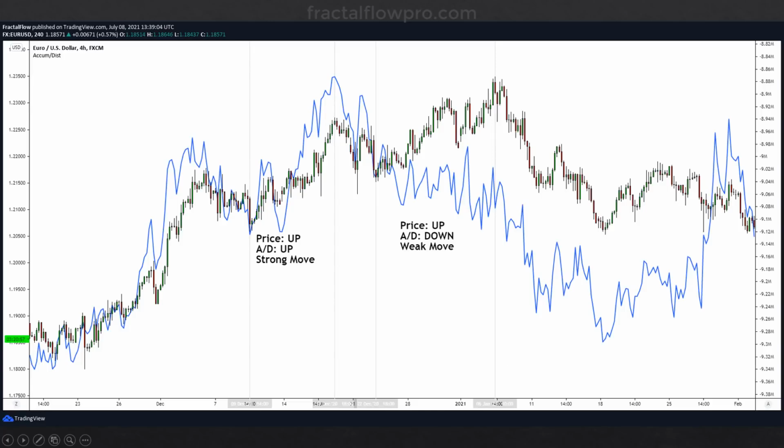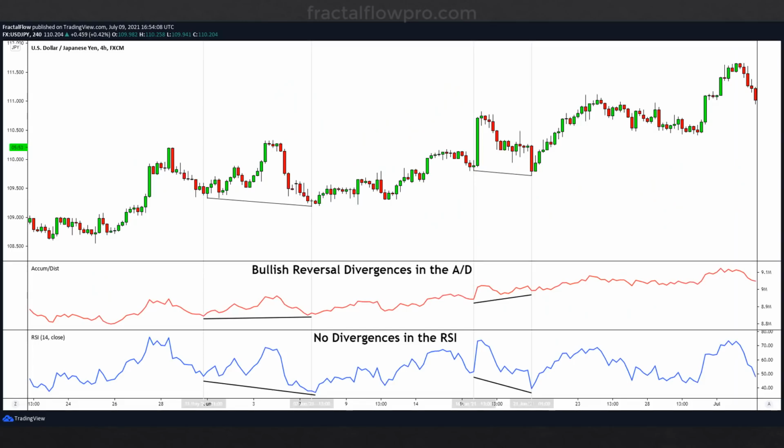Perhaps a more reliable way of using the accumulation distribution indicator is to compare highs and lows in price with highs and lows in the indicator, like we do in other oscillators such as the RSI and the money flow index. The divergence signal works exactly the same way as it does in the RSI and the money flow index. In this chart, we can see that the accumulation distribution indicator showed bullish reversal divergence signals that the RSI was not able to detect. It's a similar situation to the comparison between the RSI and the money flow index. Sometimes the volume-based oscillators or accumulators will display divergences that the momentum oscillators are not able to capture.